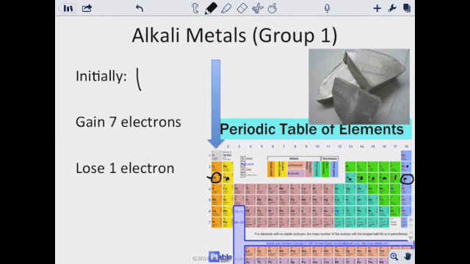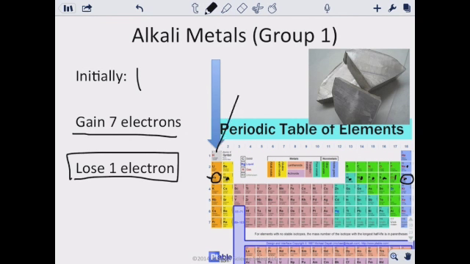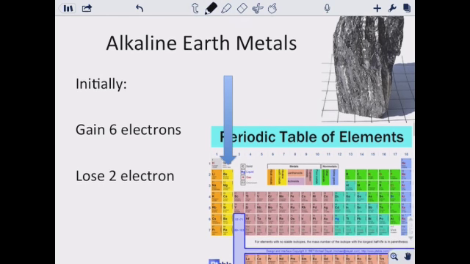And normally, generally, elements are going to follow the path of least resistance. So what's easier? Is it easier to gain 7 or is it easier to lose 1? It's easier to lose 1, and that's why we say that the alkali metals will have a +1 oxidation number. They're generally going to give up an electron so that they can have a +1 ion, be a cation, and lose an electron.